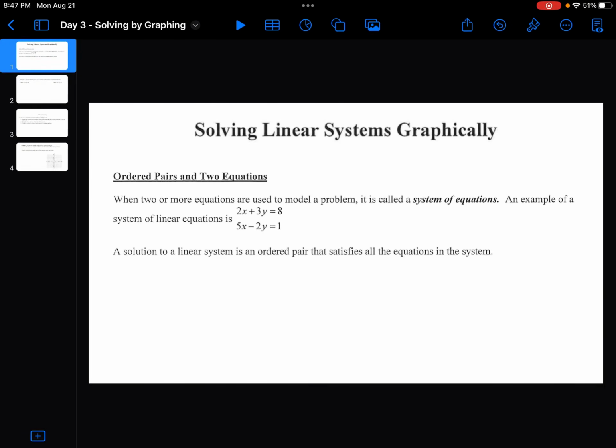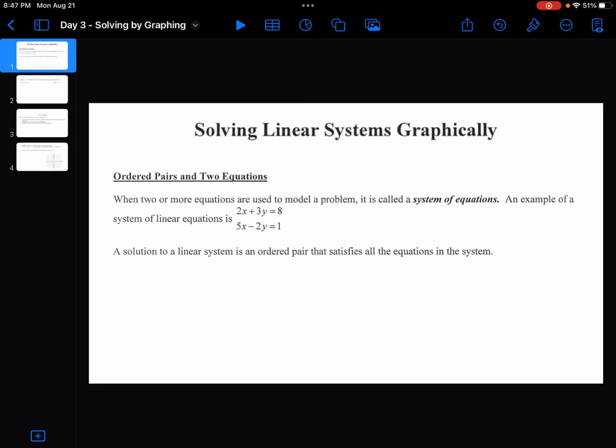Looking at linear systems, the first thing that we need to look at is solving linear systems graphically. Now, this is something that you would have done last year, but we're just going to review it quickly. There's really three ways that we'll solve linear systems, the first being graphically. But first, we need to know what it means to actually solve a system of equations.